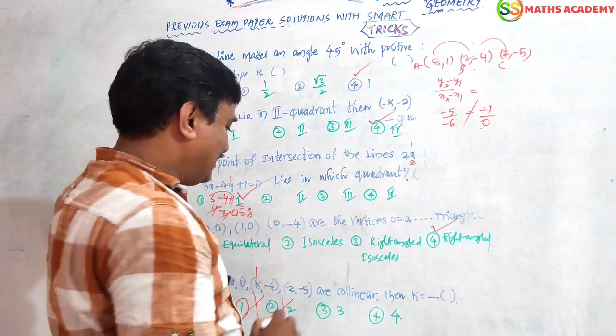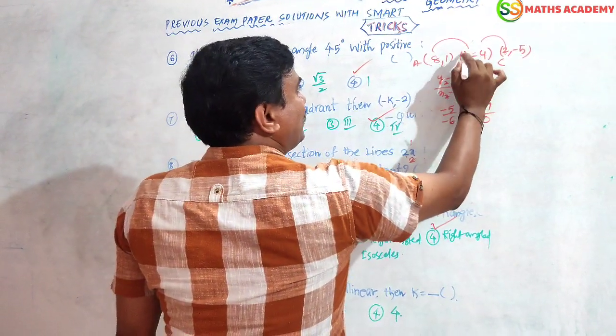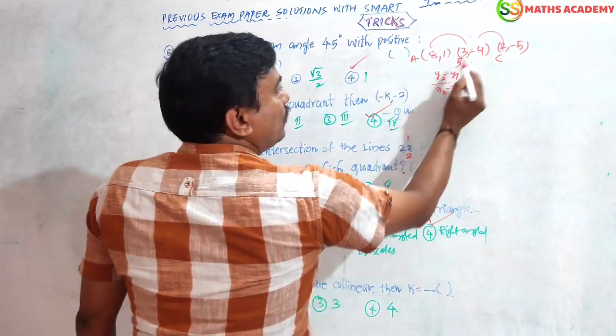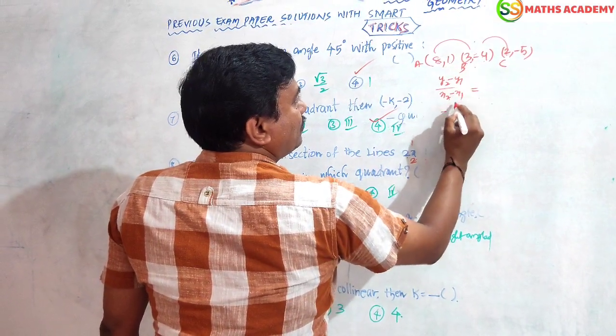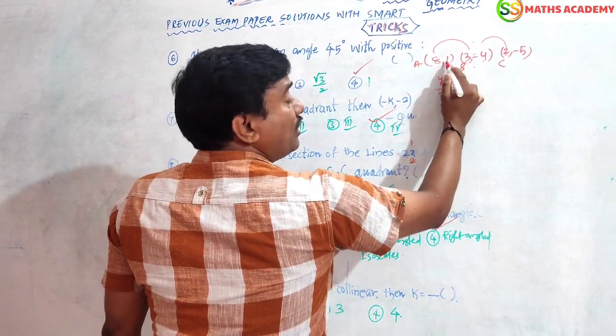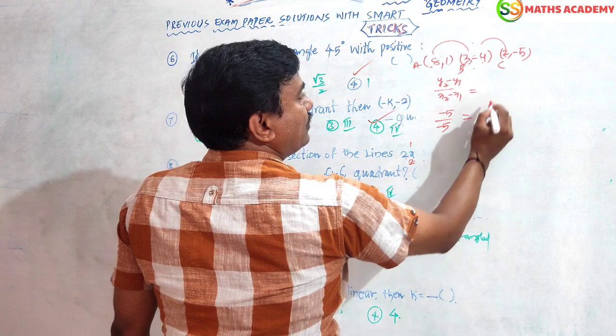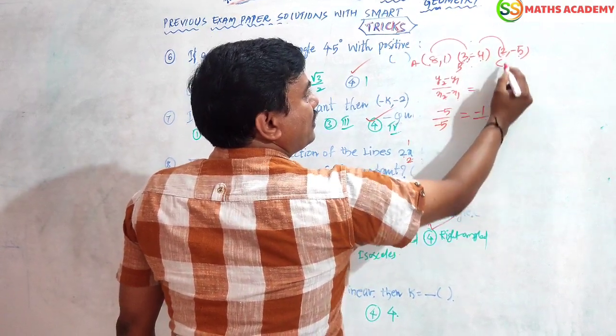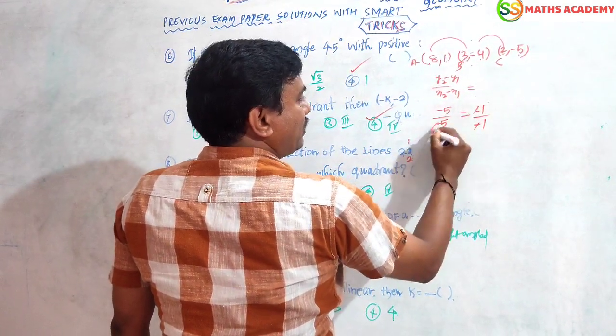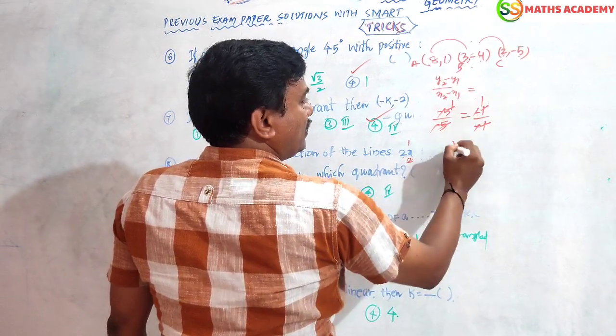Okay, beta. Next, the third one, instead of this one: y2 minus y1 is -4 minus 1, which is -5; x2 minus x1 is -5. For BC, y2 minus y1 is -1 and x2 minus x1 is -1. So -5 by -5 gives 1, and 1 by 1 gives 1.